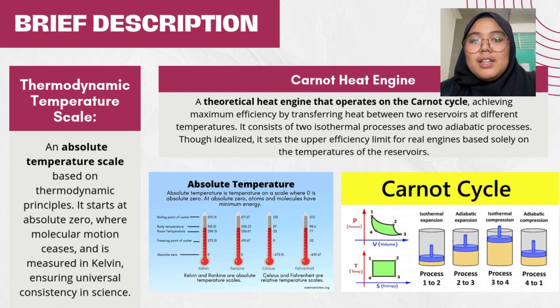This heat engine achieves maximum efficiency by transferring heat between two reservoirs at different temperatures. It consists of two isothermal processes and two adiabatic processes. Though idealized, it sets the upper efficiency limit for real engines based solely on the temperatures of the reservoirs.